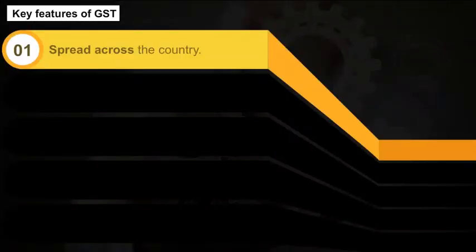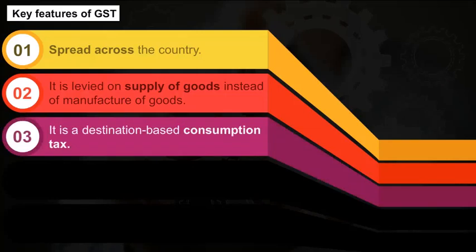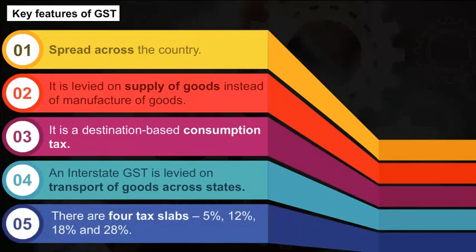Spread across the country. It is levied on supply of goods instead of manufacture of goods. It is destination-based consumption tax. An interstate GST is levied on transport of goods across states. There are 4 tax slabs: 5%, 12%, 18%, and 28%.